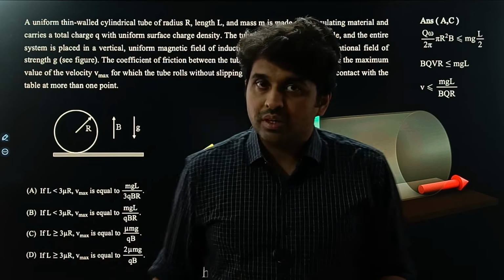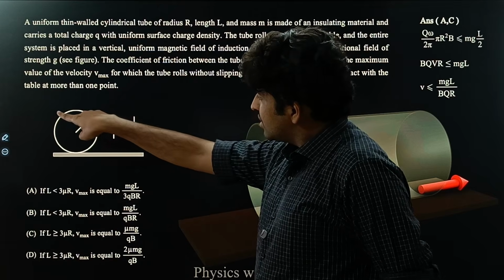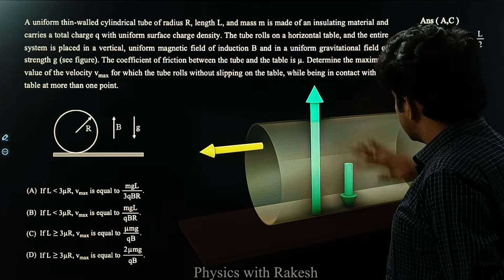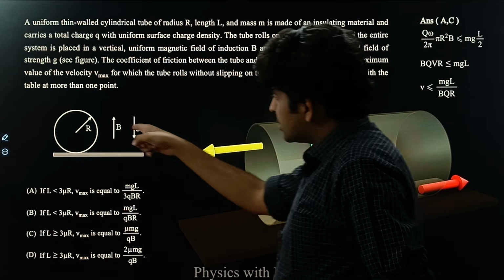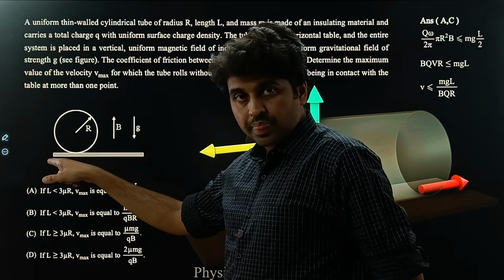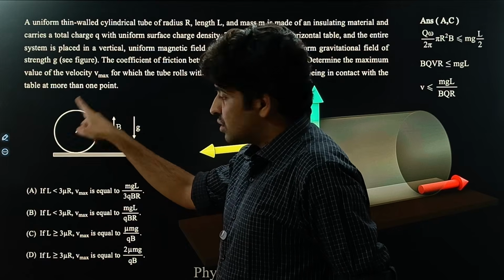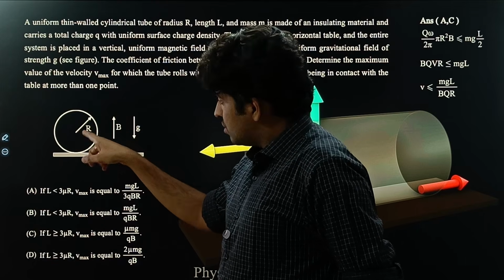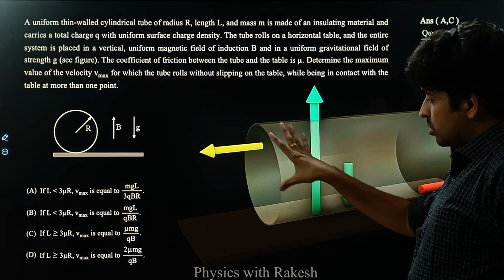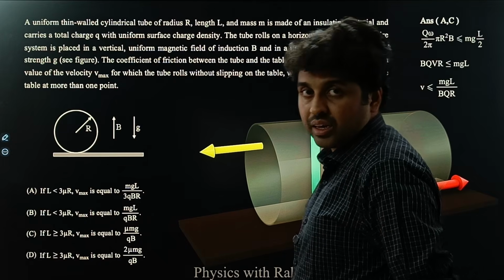Let me first explain the question. There is a hollow cylinder, and there is charge distributed uniformly on its surface. There is a magnetic field in the upward direction, and the floor has friction. The question asked is: what is the maximum speed that this cylinder can go while in pure rolling on the ground? It should be on the ground, in pure rolling. So what is the maximum speed that it can go?